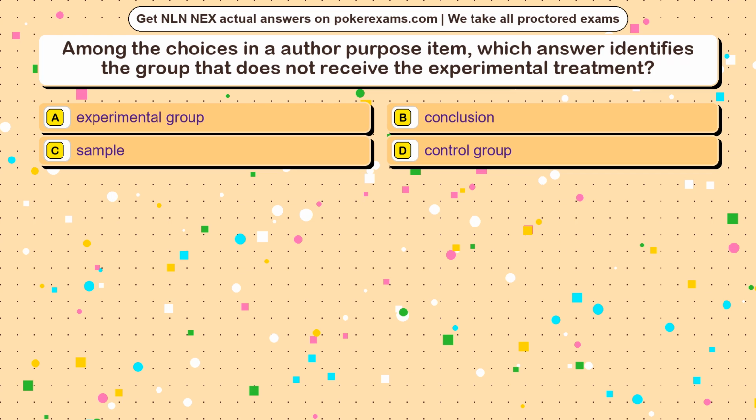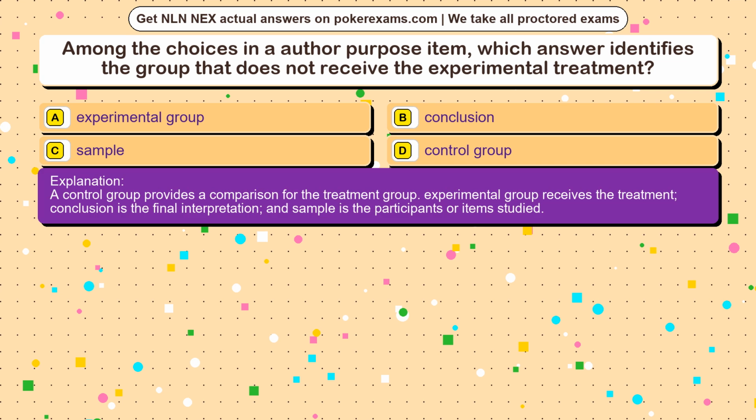The correct answer is option. A control group provides a comparison for the treatment group. Experimental group receives the treatment, conclusion is the final interpretation, and sample is the participants or items studied.